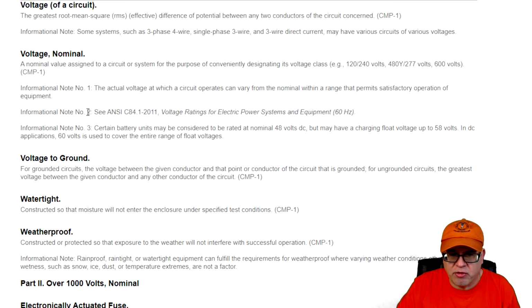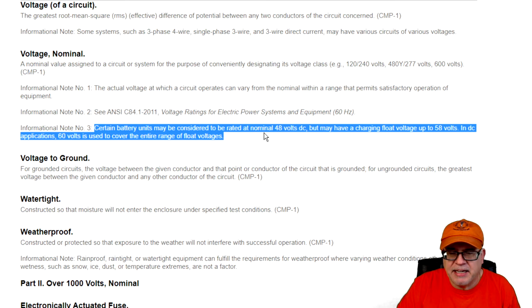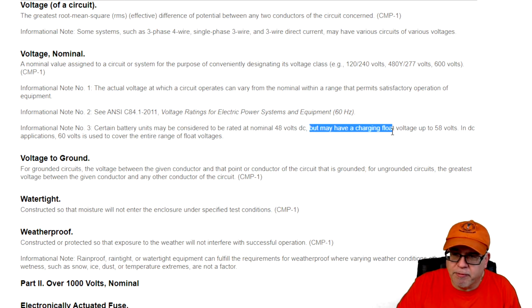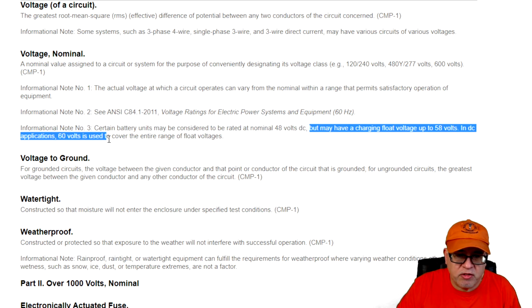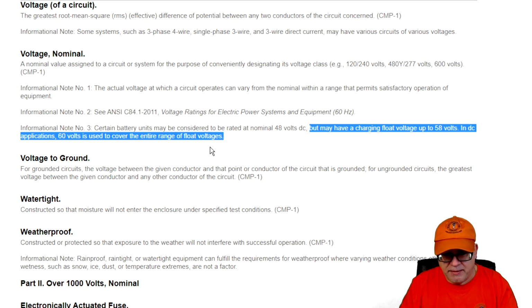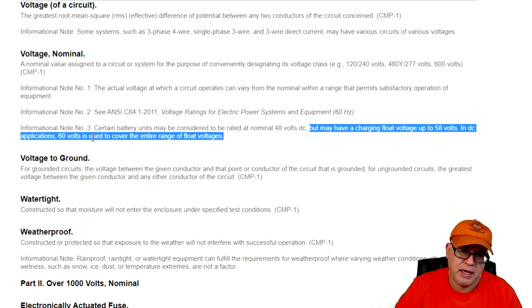And then of course, you've got other informational notes. Certain battery units may be considered to be rated at nominal 48 volt DC. Lead acid, maybe, is nominal 48 DC, but may have a charging or floating voltage up to 58 volts DC, and 60 volts is used to cover the entire range of floating voltages. So that might be the actual voltages, but the nominal might be stated as 48 volts. You with me? All right. Again, just know that voltage is a unit of electrical pressure, and it is the difference between two points on the circuit, but we use nominal voltage for most of anything we do for calculation purposes, okay?